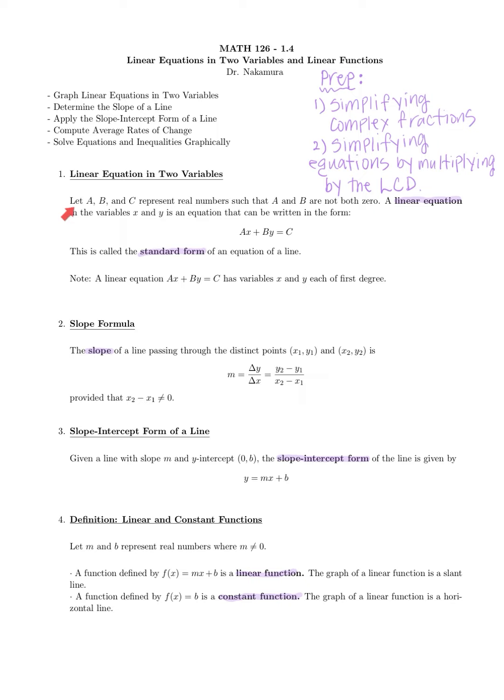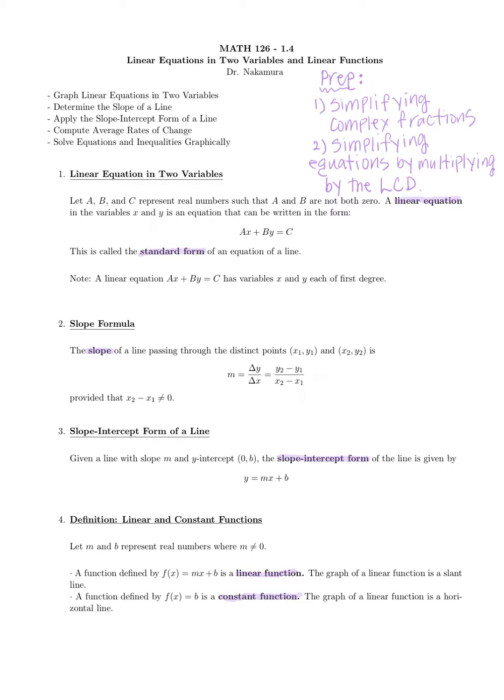It says let A, B, and C represent real numbers such that A and B are not both zero. A linear equation in the variables x and y is an equation that can be written in this form: ax plus by equals c. This is called the standard form of an equation of a line.